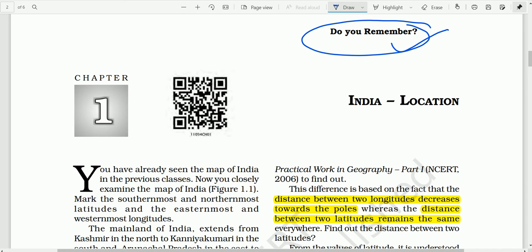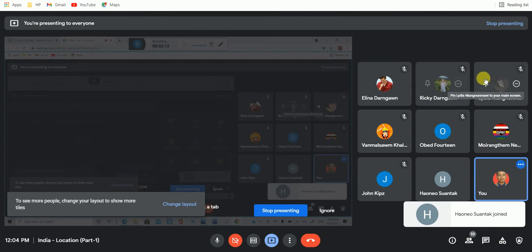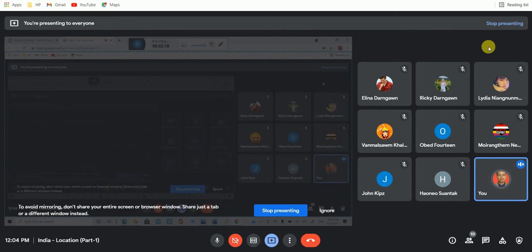NCERT is giving here a signpost question. Do you remember about location of India? So before we start, can you tell me where is India located? If somebody asks you, for example, where is your house? So what will be your answer in that case? How do you locate things on the surface of the earth? How do you give location of your village?